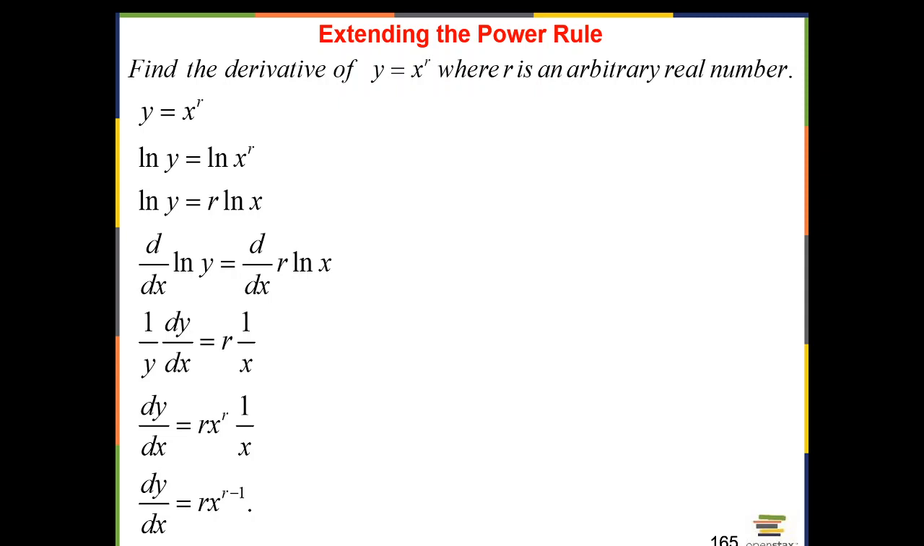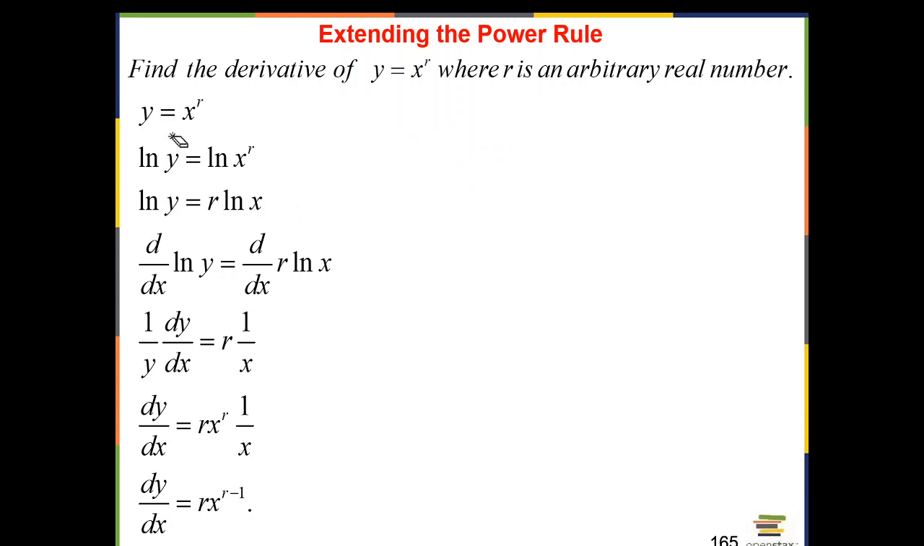Extending the power rule, now we can say that the derivative of x to the n is n x to the n minus 1, no matter what n is, whatever number, right? Not a function, but a number. So we started this chapter with n being a positive integer or 0, and then we said n could be a negative integer, then we said n could be a fraction. Now we say that n could be any real number, right?